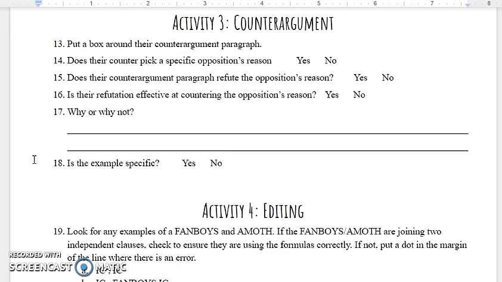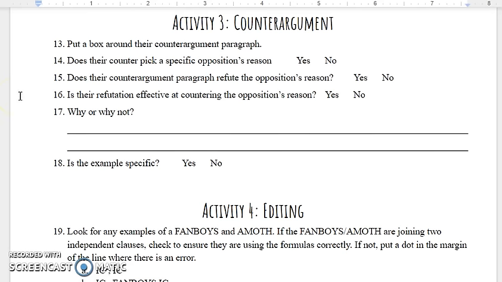All right, activity 3 is the counter argument. Remember, they should have put a box around the counter argument so you can look at that in your essay. And then they were asked if you picked a specific opposition's reason. If they circle no here, you need to make sure that you add this into your paper. So if they circle no, please pause this, go back and add it to your writing.